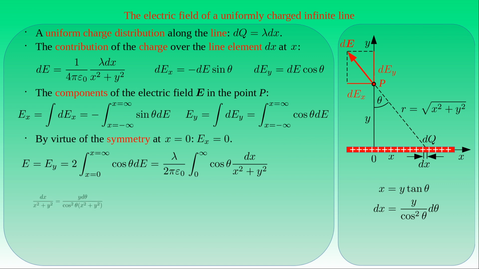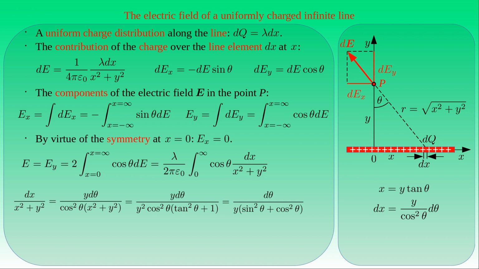Then dx over x squared plus y squared is equal to the ratio of y times d theta to the square of cosine theta times x squared plus y squared. Since x is equal to y times tangent theta, we have the ratio of y times d theta to y squared times the square of cosine theta, times the square of tangent theta plus 1. After simplifying this expression, we obtain d theta divided by y times the square of sine theta plus the square of cosine theta. Since the square of sine theta plus the square of cosine theta is equal to 1, we obtain that dx over x squared plus y squared is equal to d theta divided by y.